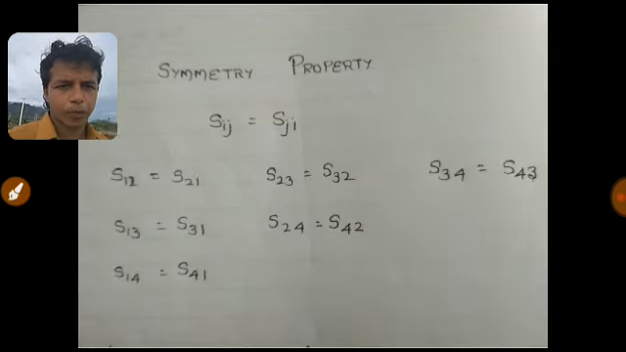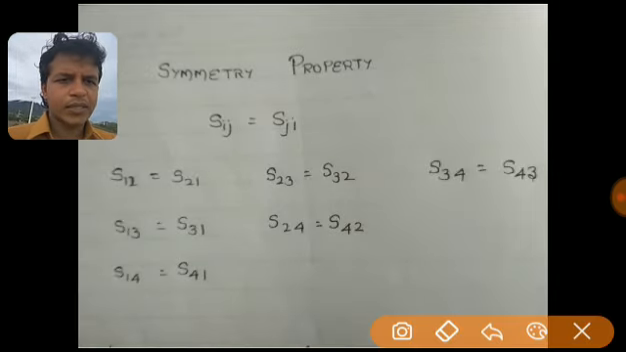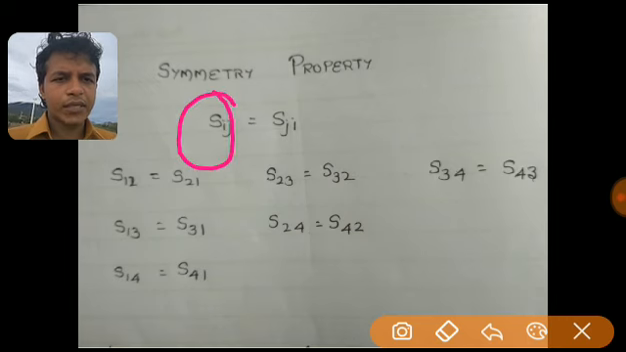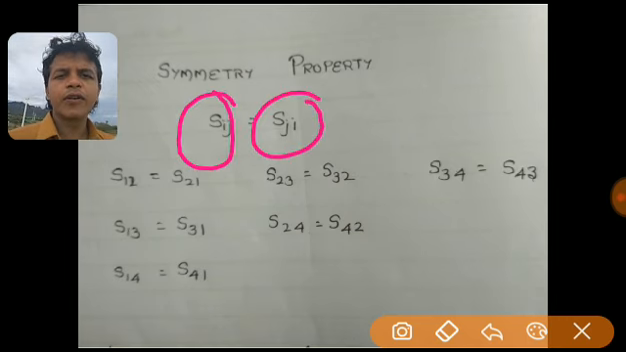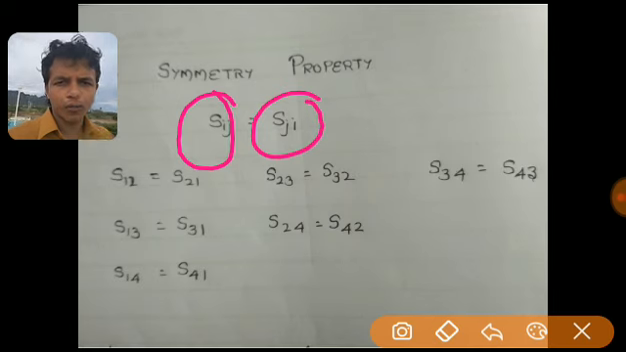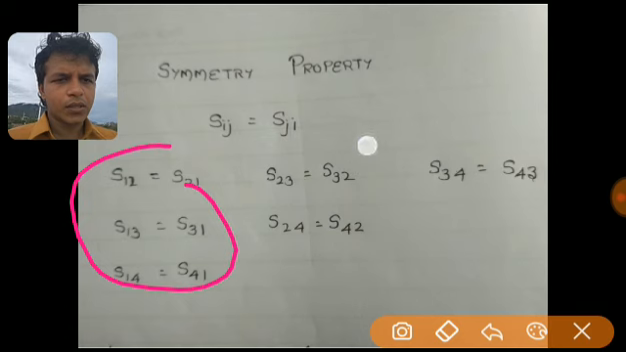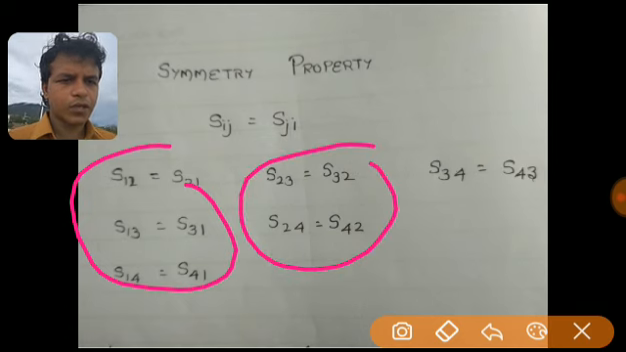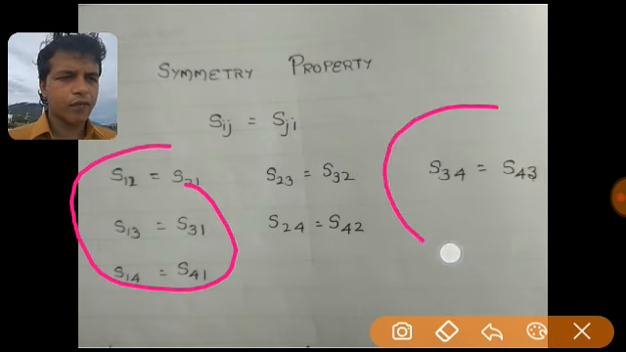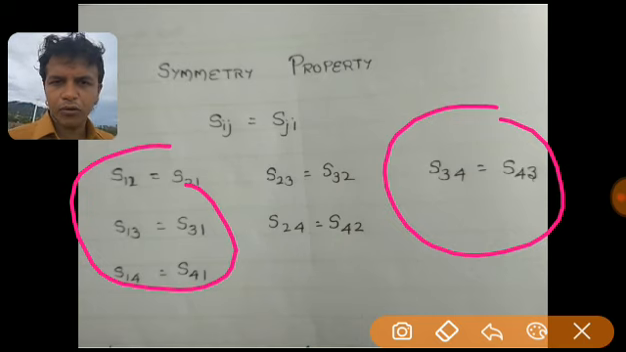Next, symmetry property. Symmetry property means Sij equal to Sji. If you interchange the row and column number, then there won't be any change in the value. So that is the symmetry property of S matrix. S12 equal to S21, S13 equal to S31, S14 equal to S41. So that is mentioned here. Similarly, S23 equal to S32, S24 equal to S42. Similarly, S34 equal to S43, that is equal to 0, which we have already derived.